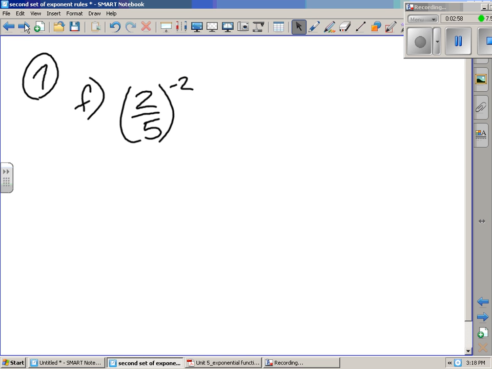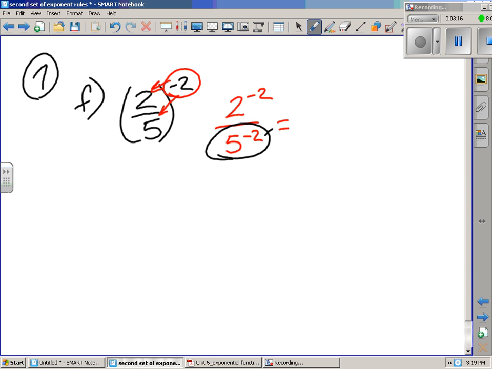Letter F. We use the rule, power to a group, you distribute to both the numerator and the denominator. So we get 2 to the -2nd over 5 to the -2nd. And I'm going to start by flipping this over the fraction bar this time, and I'm going to do it the slow way this time. When you flip it over the fraction bar, the base and the exponent should be flipped over together, and the sign of the exponent should change. So if it was originally negative, it should become positive.